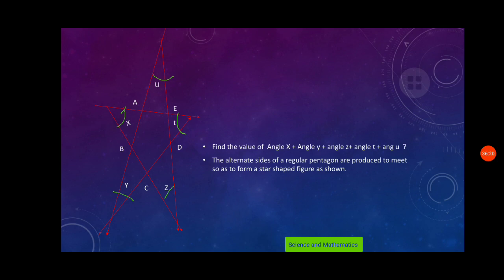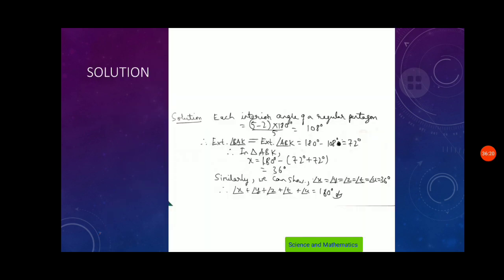So now what will be the sum? We have been given x plus y plus z plus t plus u. How many angles are there? Five. So 36 into 5 will be 180 degrees. I hope you have understood. This is a very important question, everyone. It is also a very fun type of question. It is a really good question.